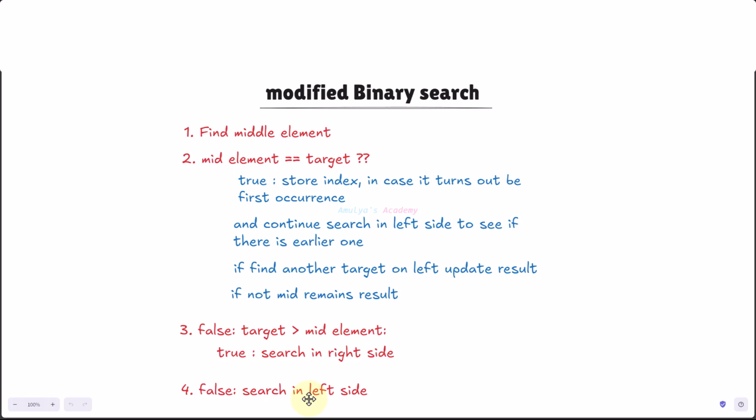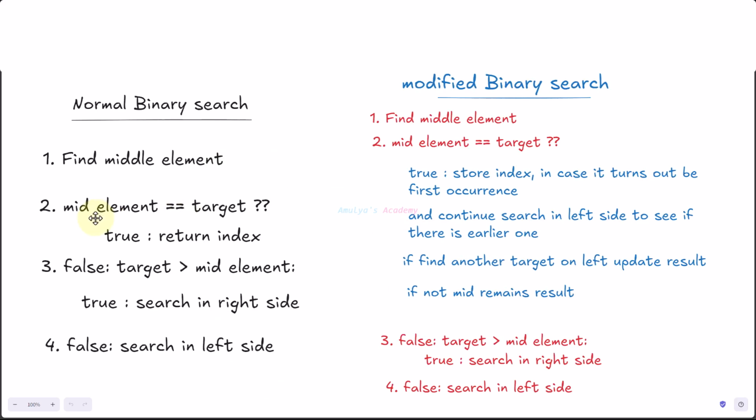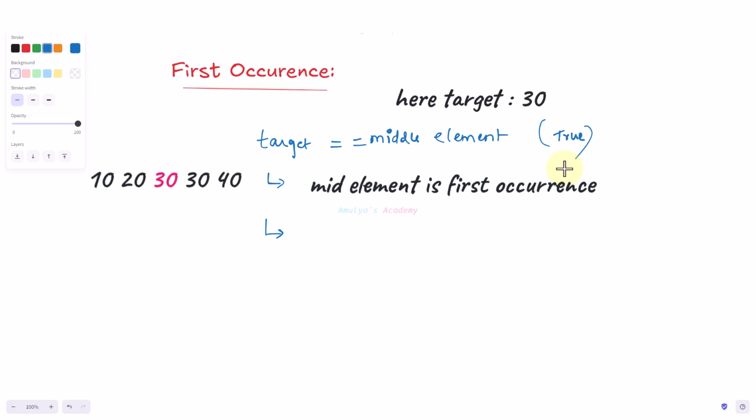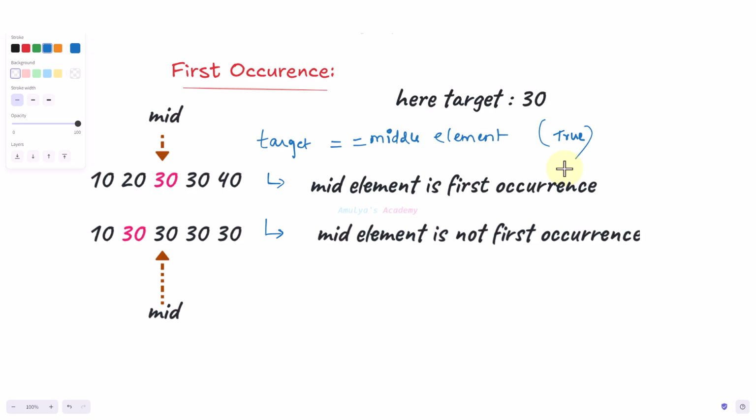What is the difference between normal binary search and modified binary search? Here you can see, when the middle element becomes equal to the target element, in the normal binary search, we'll return its index and we are done. But in the modified binary search, we are searching for the first occurrence of the target element. When the middle element equals the target, there are two possibilities. The first one is, it is the first occurrence of the target element in the list. And the second possibility is, it is not the first occurrence of the target element in the list. That means the same number appears earlier.